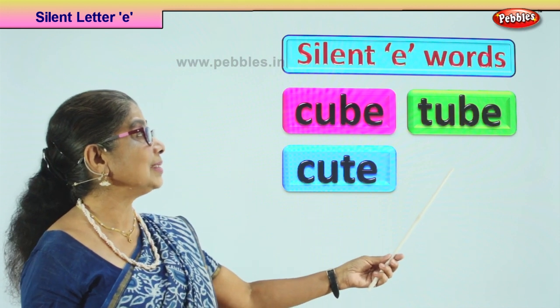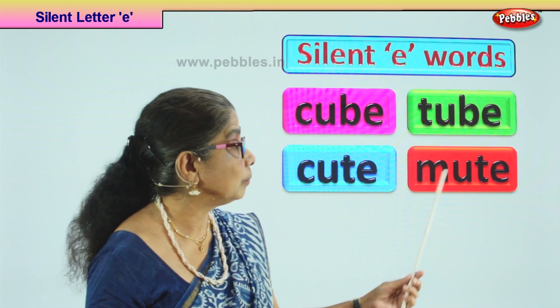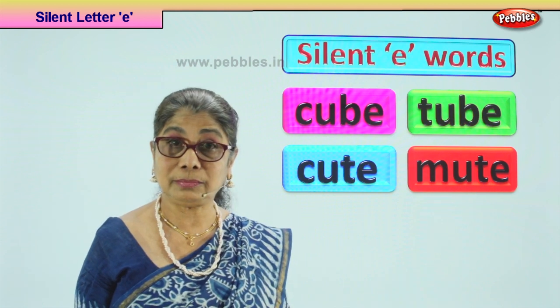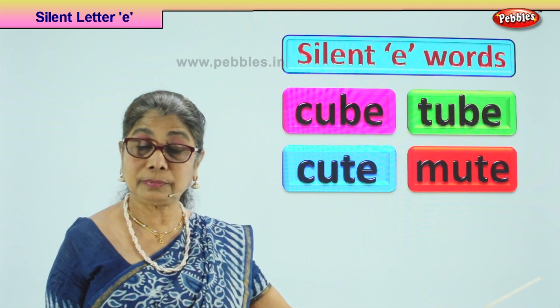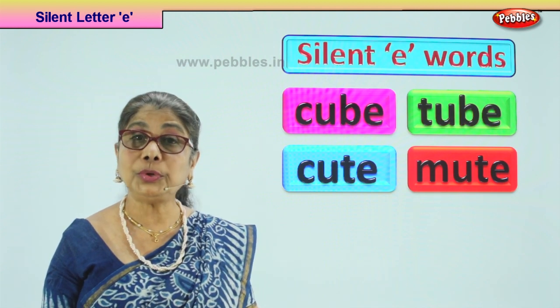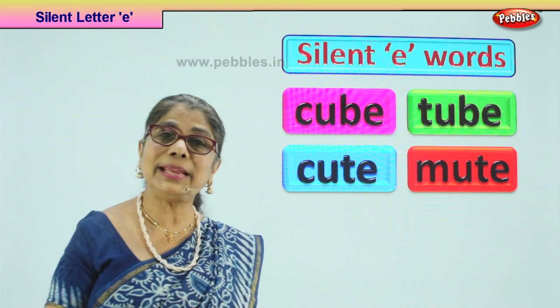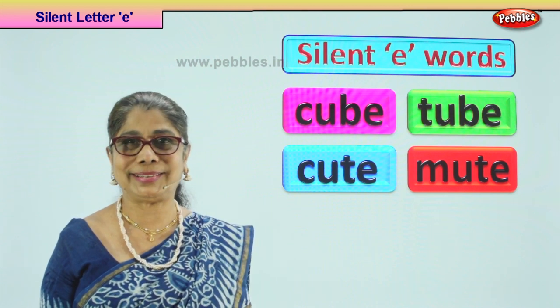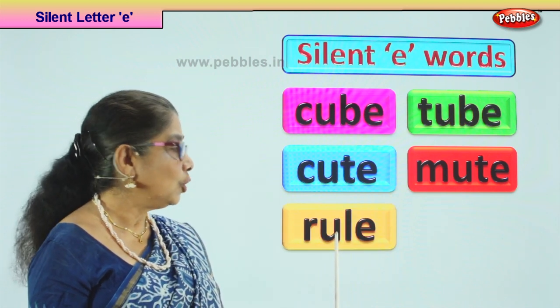Let's look at our next silent E word, and that is mute. Mute. What is mute? When you put something on and you just remove that mute, take it away. Mute. Good. Let's look at our next word.